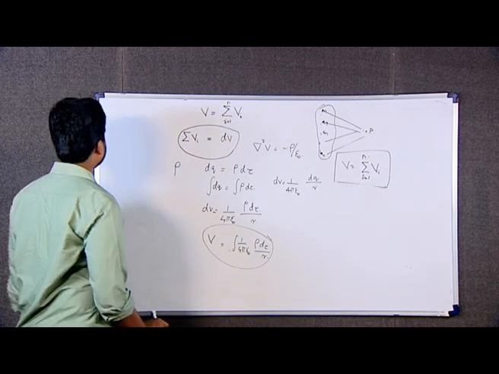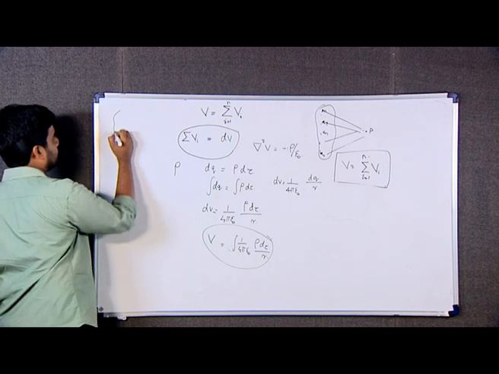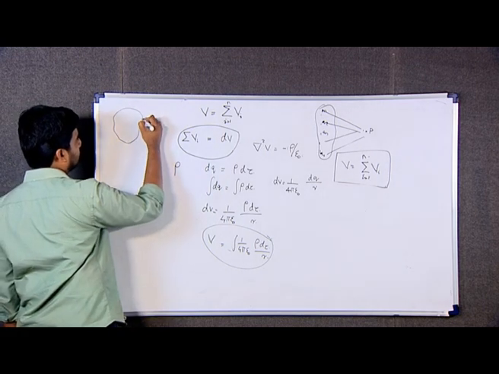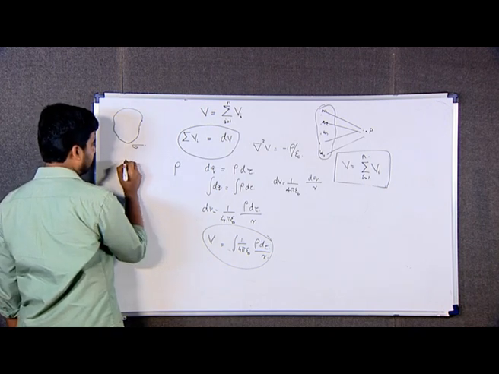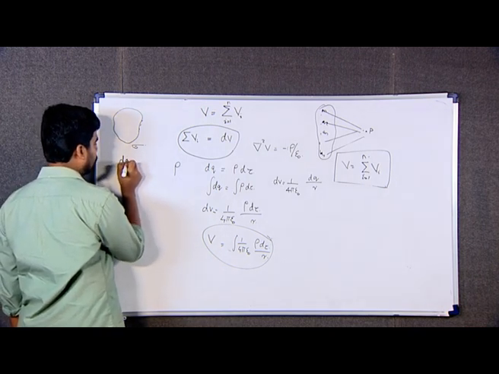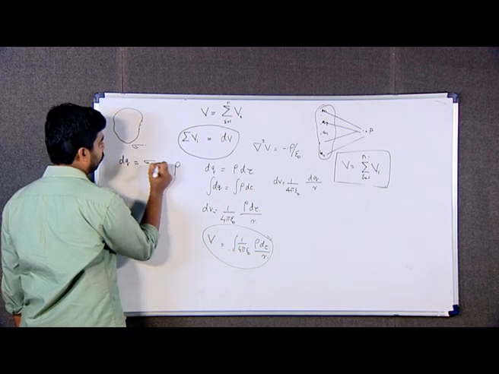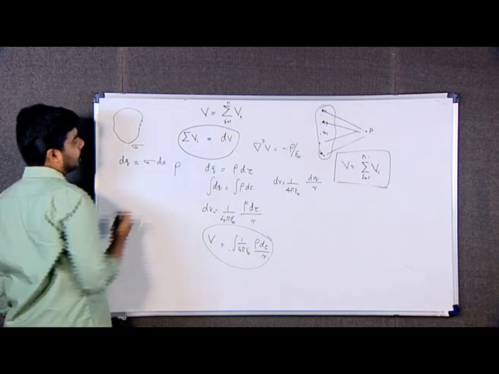What about for a surface charge distribution? If the surface charge density is sigma, then dq is equal to sigma dA.